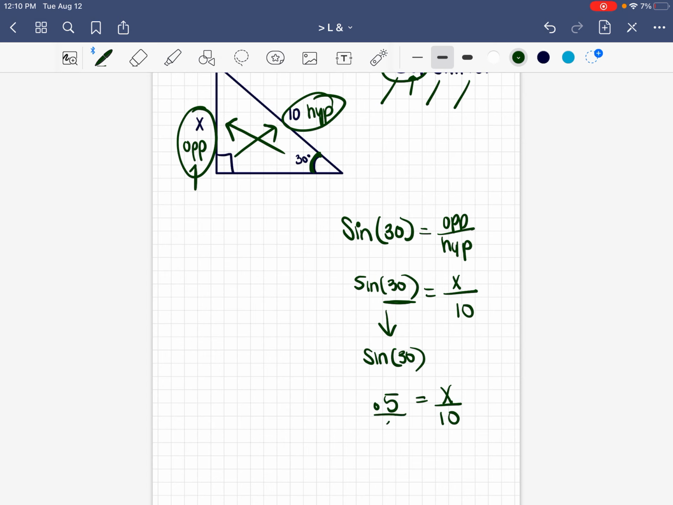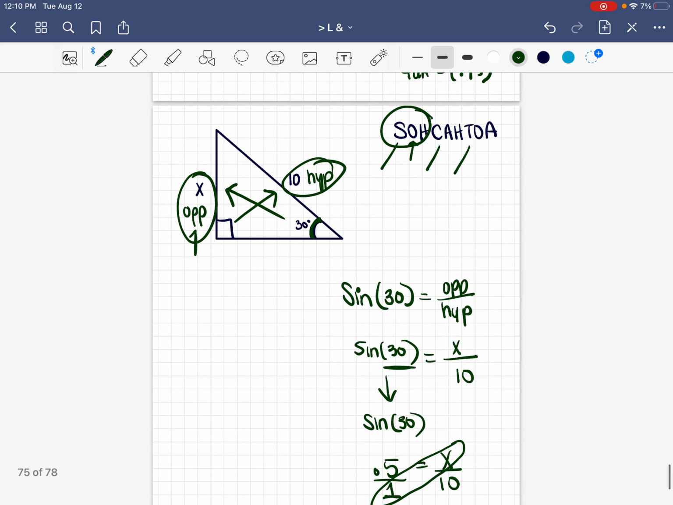Okay, now that you have 0.5, I'm going to go ahead and put it over 1. I'm putting it over 1 just so I can cross multiply, because now that they're two fractions, I can easily cross multiply. Now this is going back to your algebra knowledge. So we're going to go ahead and cross multiply. 1 times x is 1x. And then we're going to do 0.5 times 10. You have a calculator, so go ahead and use it. 0.5 times 10 is 5. So 1x is equal to 5, or x is equal to 5.